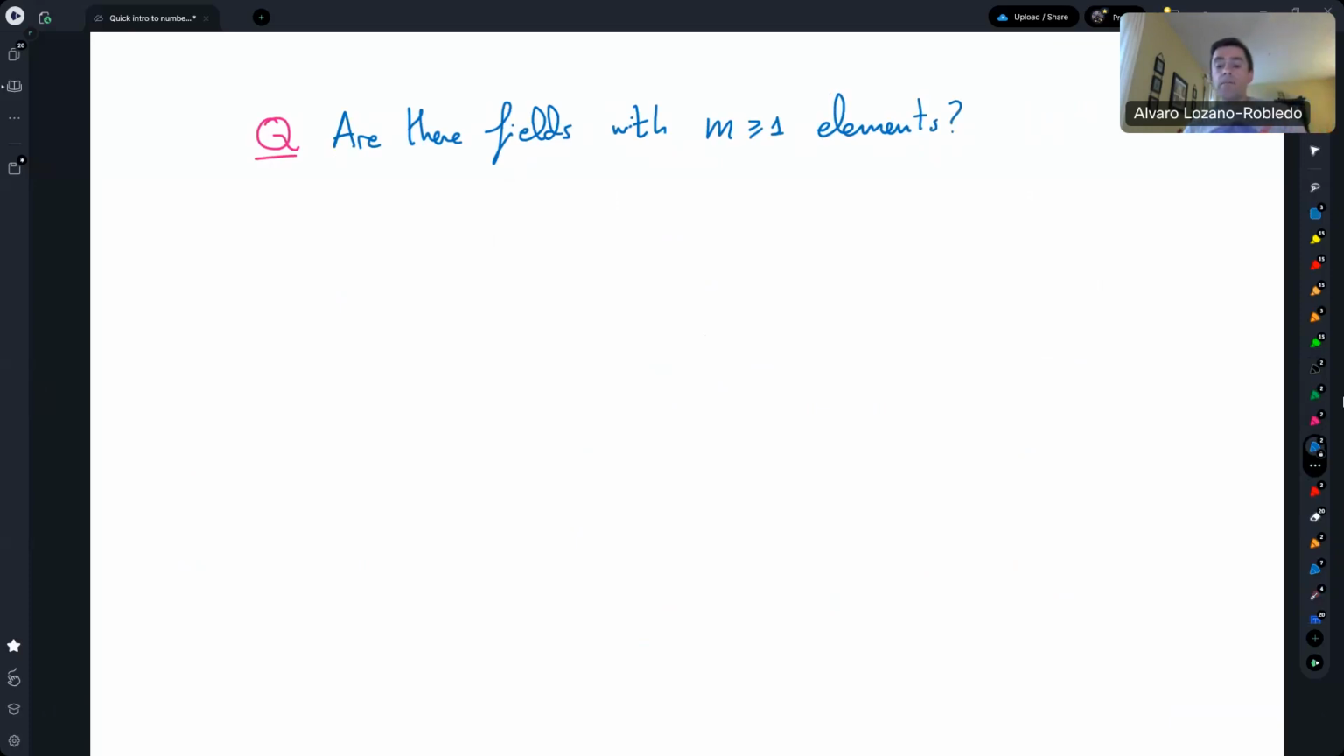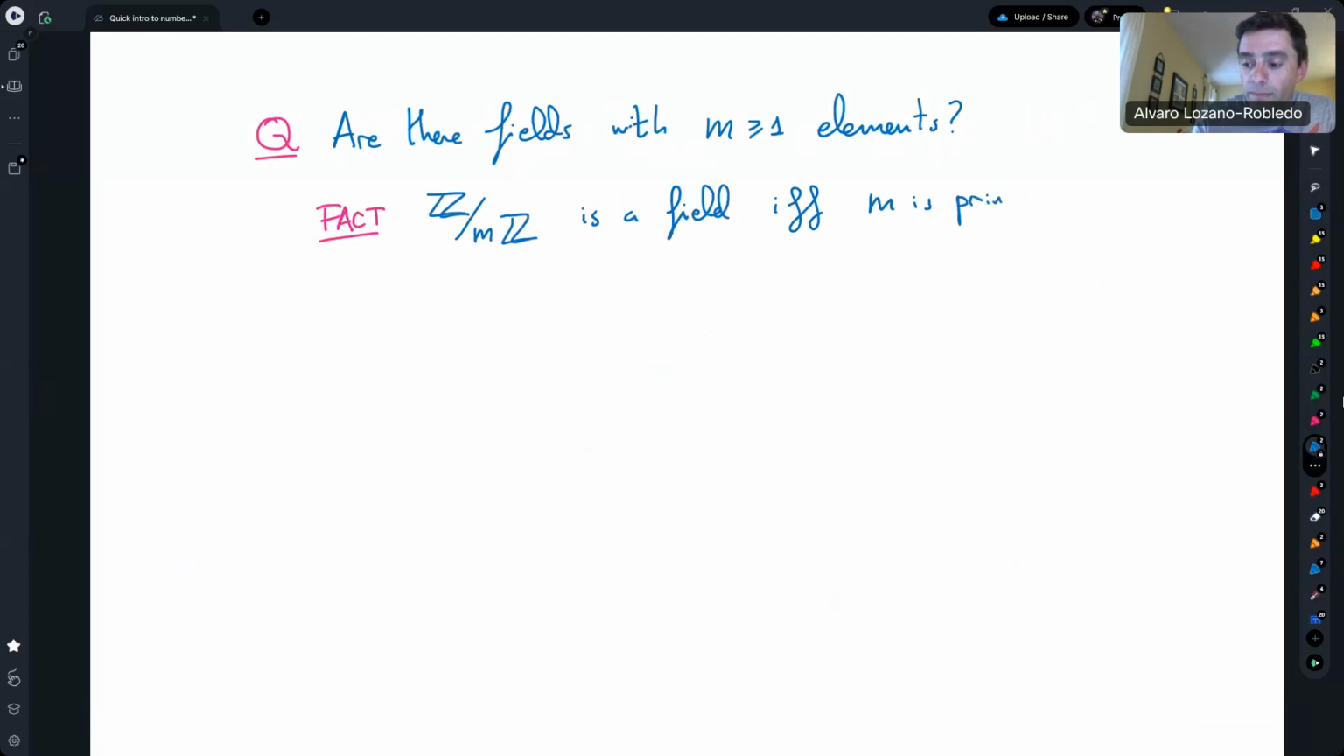And remember that in fact, a fact is that the set Z mod MZ is a field if and only if M is prime. So if there are such fields, it's not through this construction. However, there are fields with other number of elements.